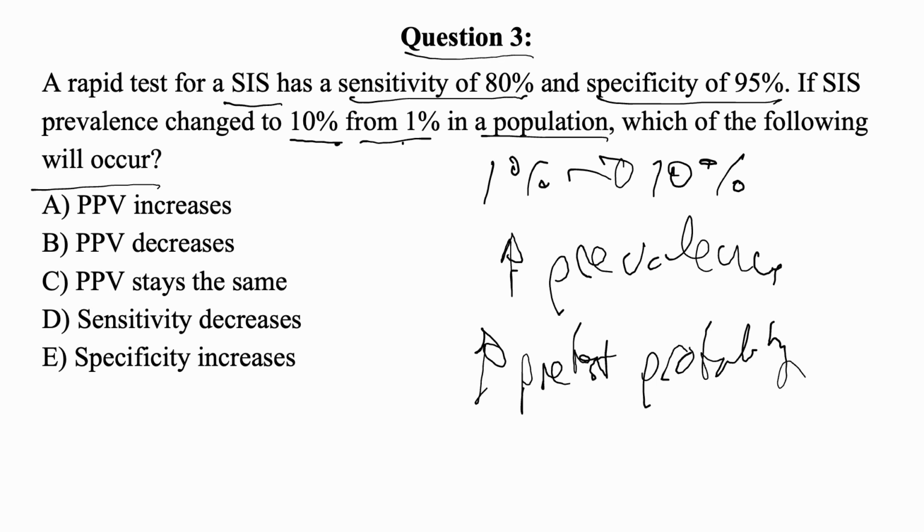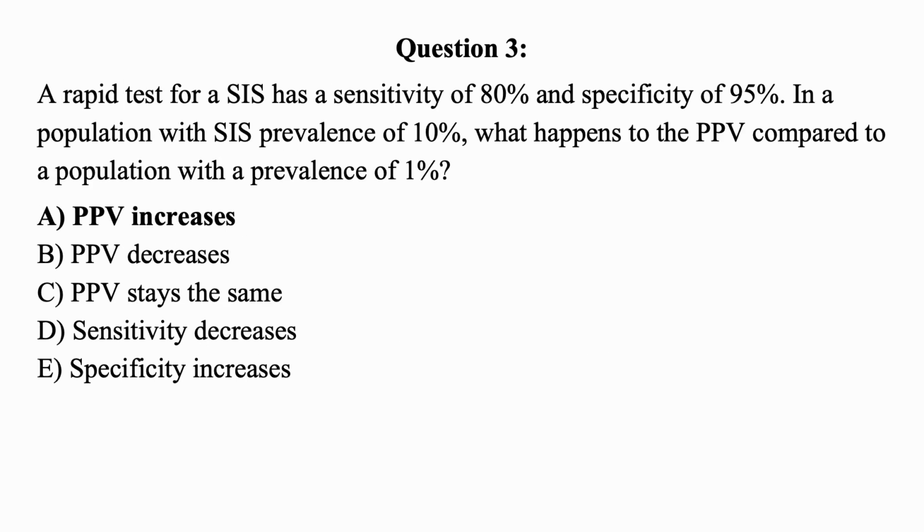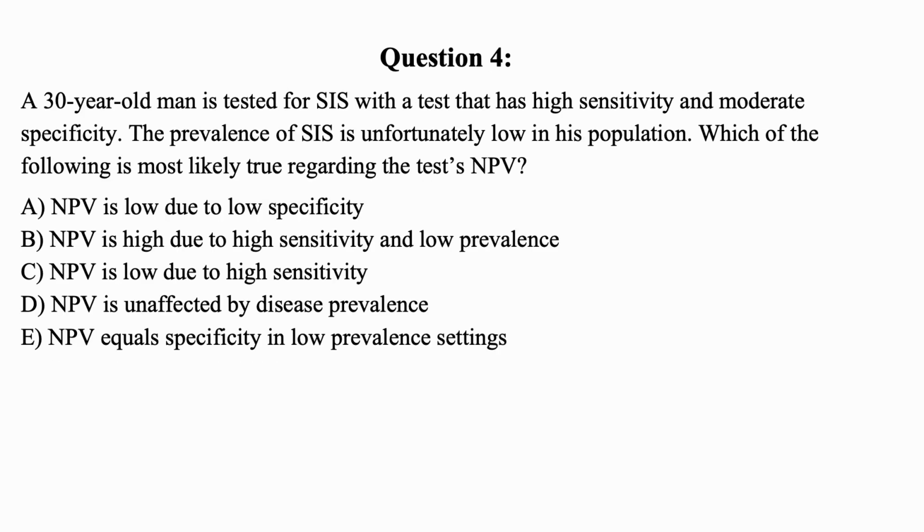So A, positive predictive value increases. I think this is true. If this were a real exam, I probably would just pick this and move on. But we'll read the rest of the answers. Positive predictive value decreases. Positive predictive value stays the same. Sensitivity decreases or specificity increases. So I know that these two are intrinsic to the test, so these are both automatically incorrect, D and E. Positive predictive value, no, doesn't stay the same. I actually already know positive predictive value increases, so I'm just going to save us some time and move on. And I know you all would have gotten that at home the moment you even read the question without even looking at the answers.